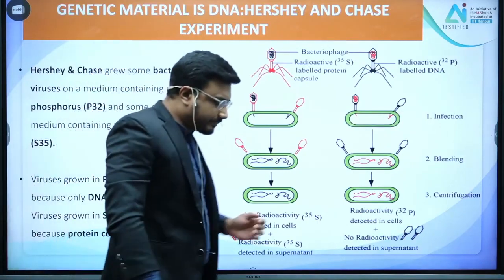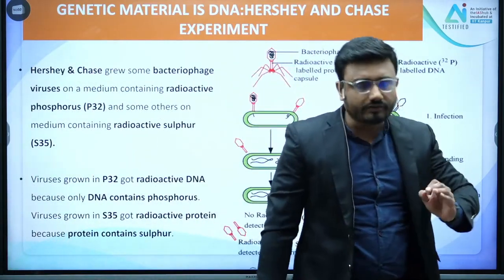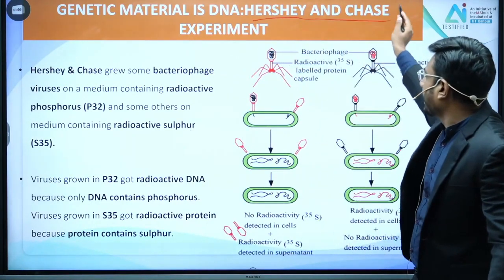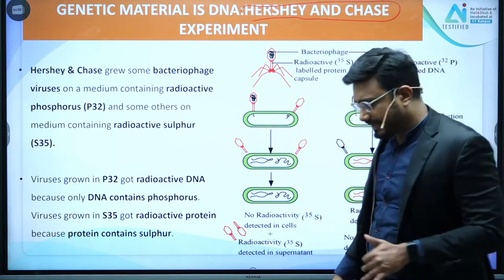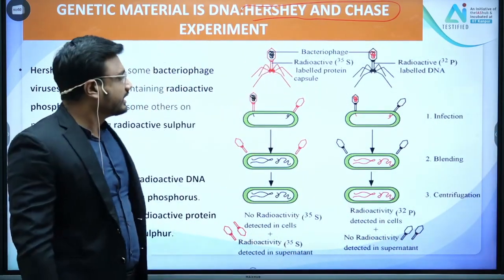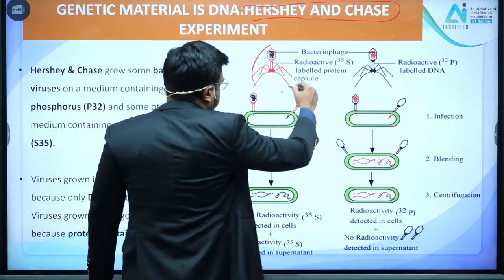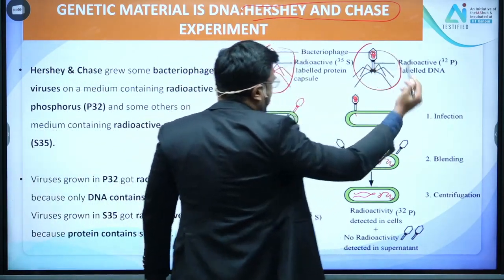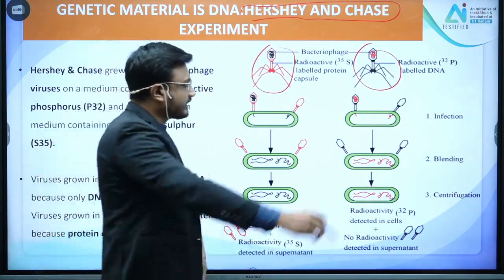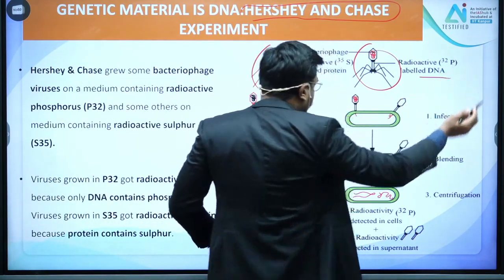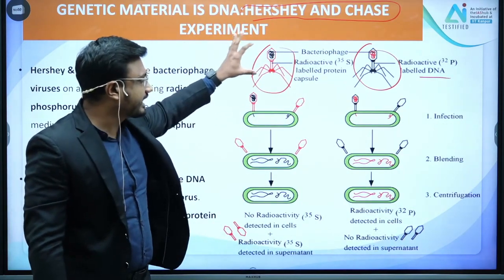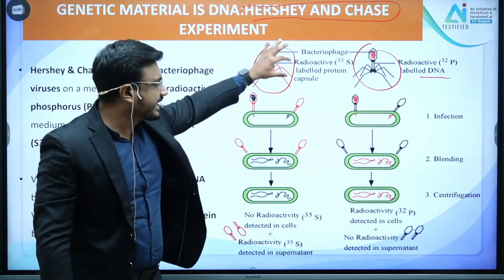The genetic material is DNA, and it was proved with the help of the experiment conducted by Hershey and Chase. So what happened in this experiment? Let us go through it. They took bacteriophages. We know that protein consists of sulfur, and DNA consists of phosphorus. So some bacteriophages were made to grow in a radioactive medium.